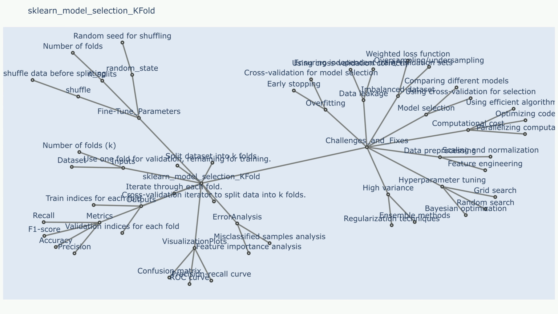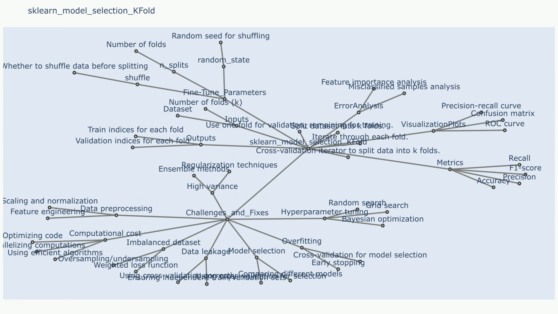Uncertainty methods. Bootstrapping: sample with replacement from the original dataset multiple times to estimate the model's uncertainty. Bayesian inference: use Bayesian methods to estimate the posterior distribution of the model parameters, providing a measure of uncertainty.